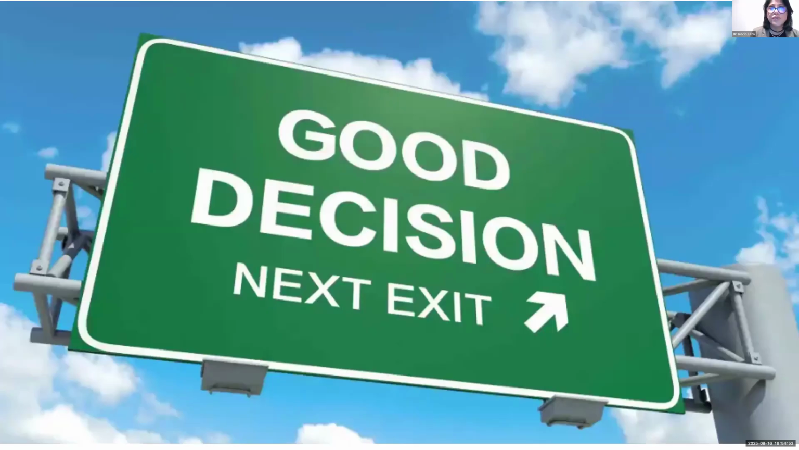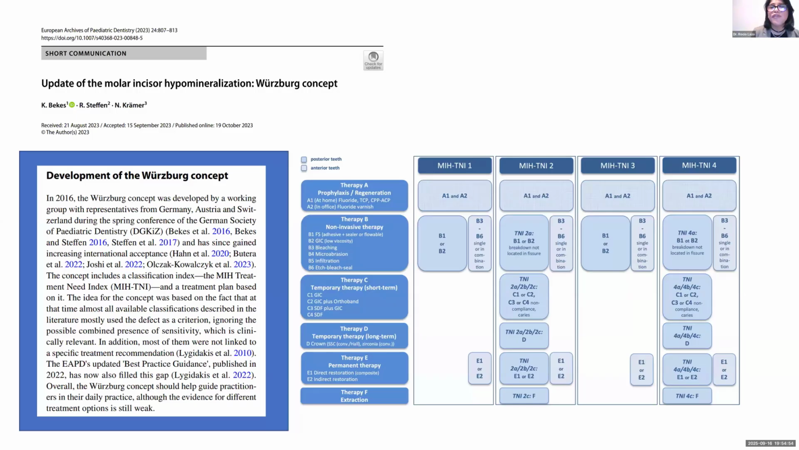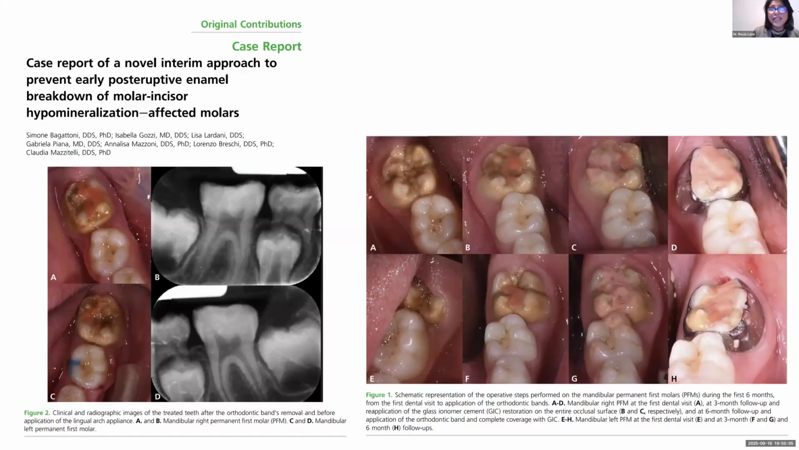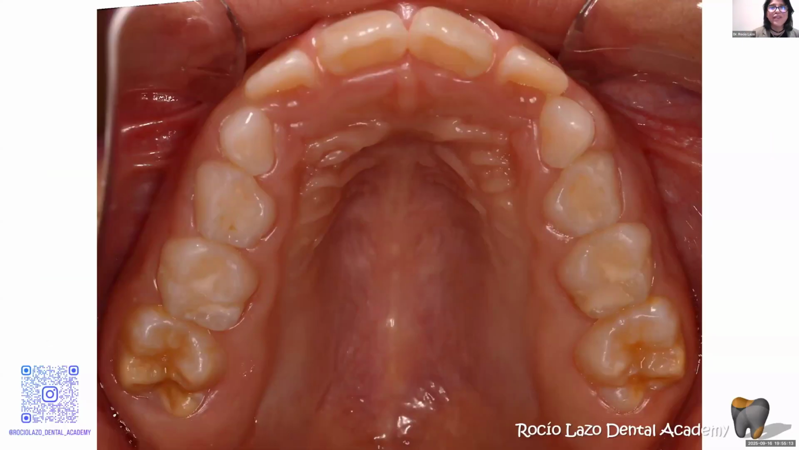Because sometimes when you take the decision to use, for example, glass ionomer sealant, what happens? You need to do so many recalls with your patients. It's usually that you need it again, and you have the risk of breakdown of the MIH enamel.